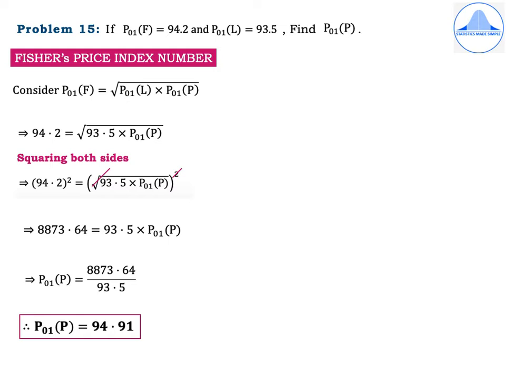Then the square and the square root will get cancelled. So which implies 8873.64 is equal to 93.5 into P01 of P, or P01 of P is equal to 8873.64 divided by 93.5, or P01 of P is equal to 94.91.